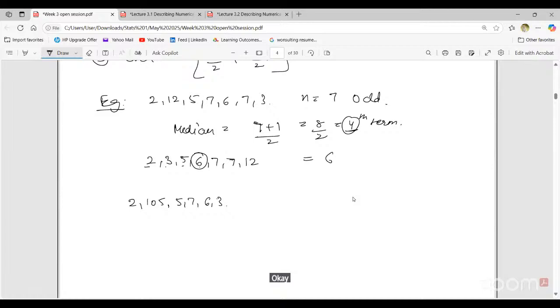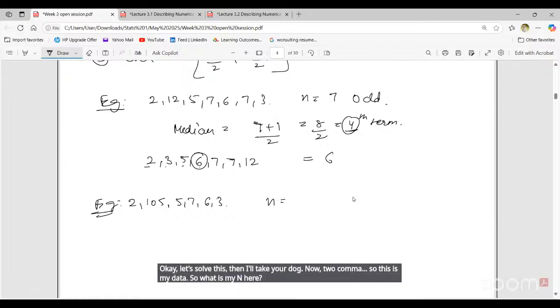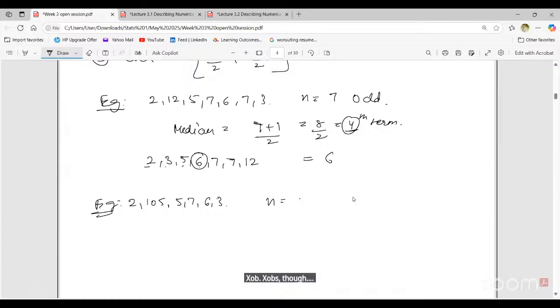Okay. Now this is my second example: 7, 7, 5, 5, 10. Okay, let's solve this, then I'll take up the doubt. Now, so this is my data. So what is my n here?